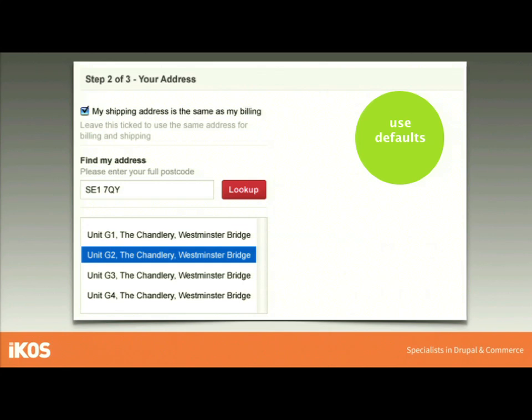You can use defaults. And if you don't know what it is, you could do a lot worse than just starting out by saying, yeah, using that kind of checkbox. And then it says, my shipping address is the same as my billing. Just, you know, all things that can significantly speed people through.